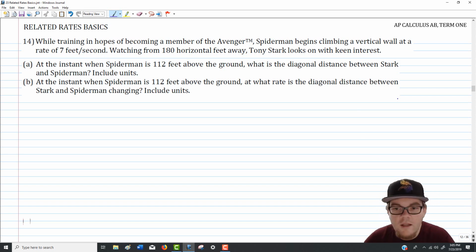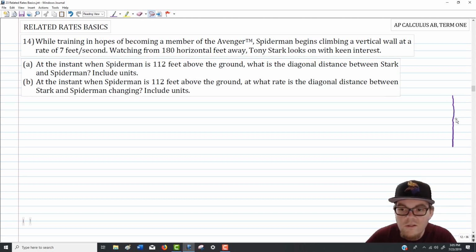So first, let's try to draw this situation a little bit, just to get an idea of what this picture actually looks like. I know I mentioned that it was Pythagorean, but there's no proof of that just yet, so let's do it carefully. So first of all, there's our wall that we're looking at.